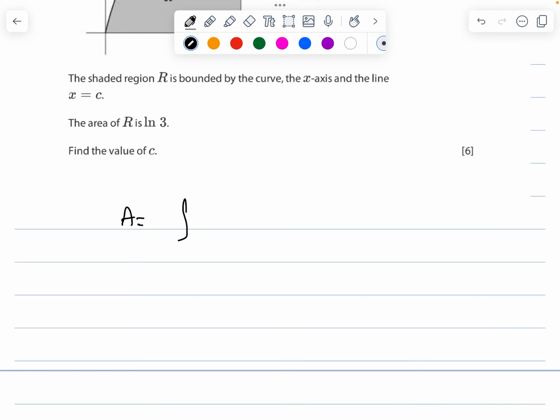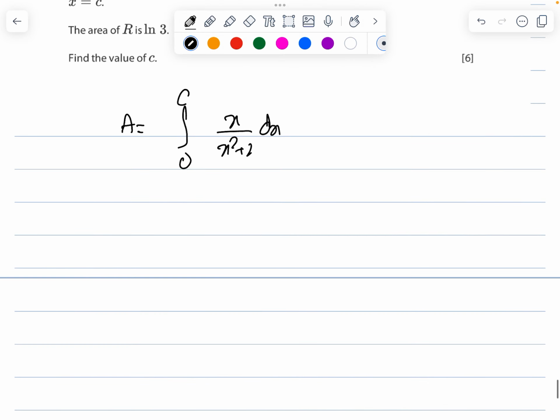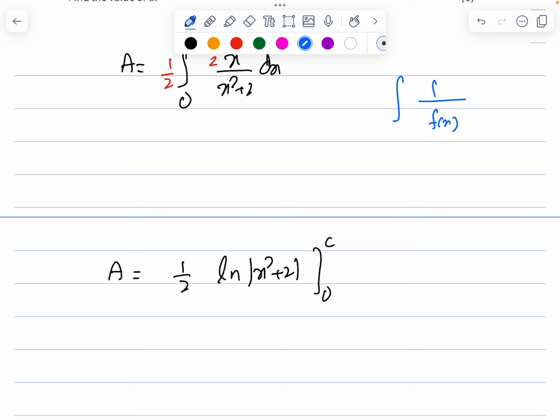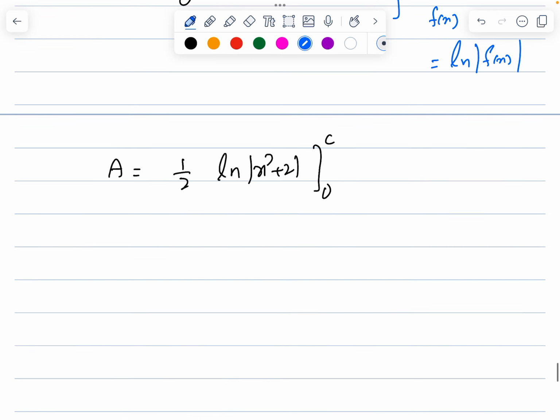Area equals the integral from 0 to C of x upon x square plus 2 dx. What am I going to do? I am going to do the substitution, or else instead of substitution, 2 and 1 upon 2. So from here, area equals 1 upon 2 ln of x square plus 2. What is the formula I have used? If there is a function in the denominator and its derivative is in the numerator, then it is ln of the denominator.